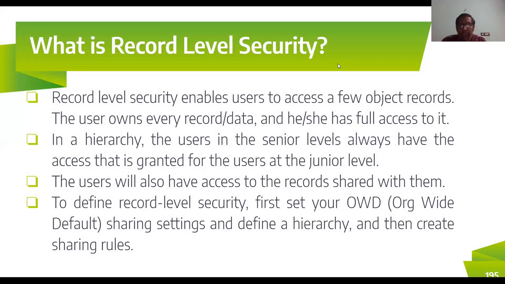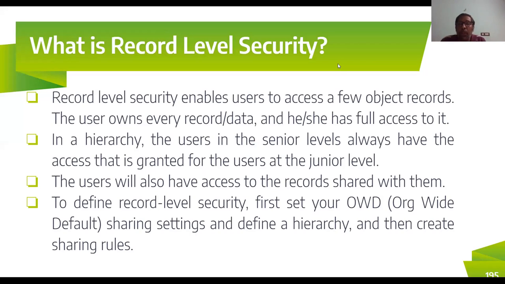Now the first thing is, what is record level security all about? Record level security enables the user to access a few object records. The user owns every record or data and has full access to it. If he has full access to a particular record, then he is called a record owner.